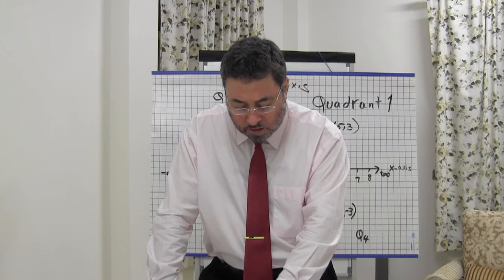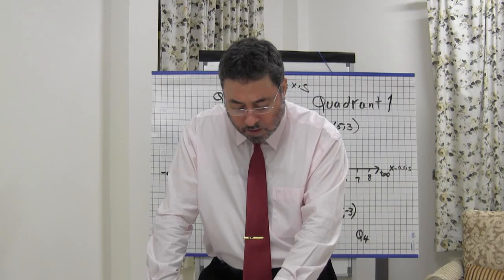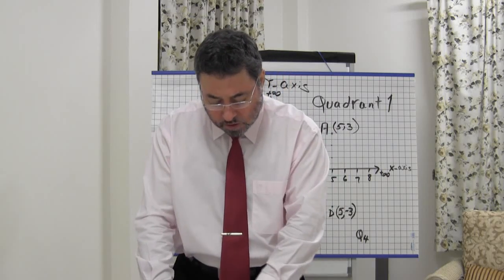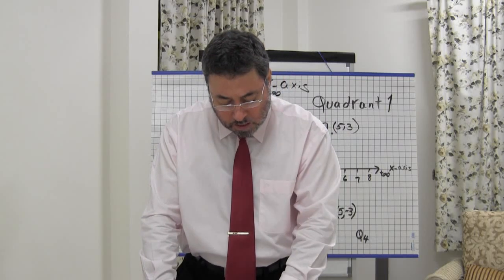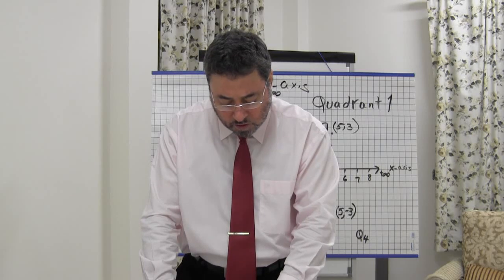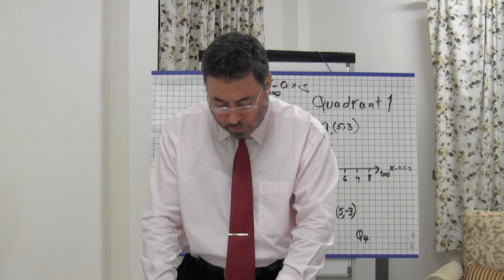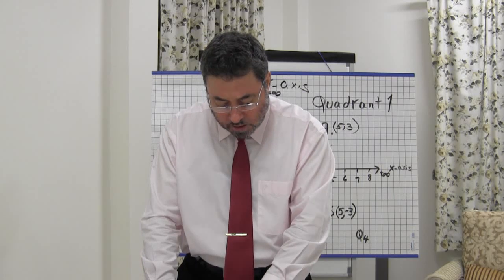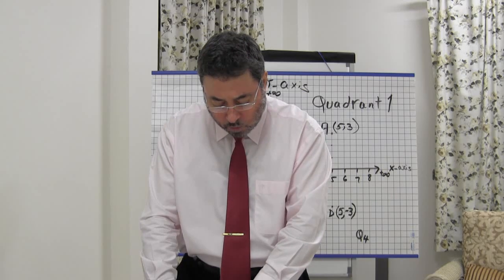Tell what point has the given coordinates. Number 2, minus 5 and 1, that will be point F in your diagram. Number 4, minus 4 and 0, and that will be point E. Number 6, minus 4 and minus 2, and that will be point G.